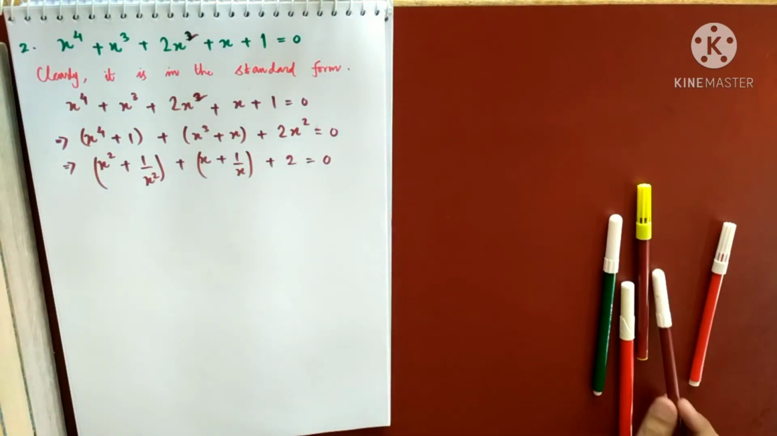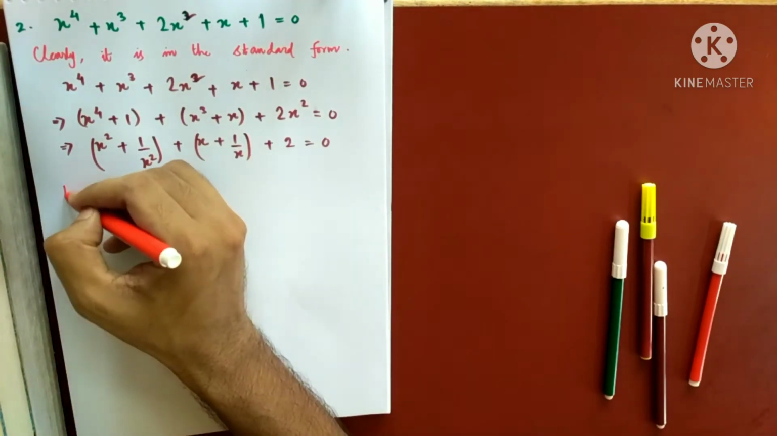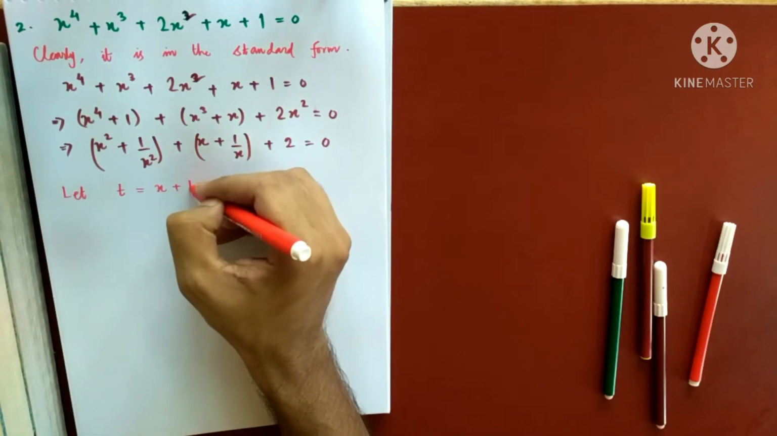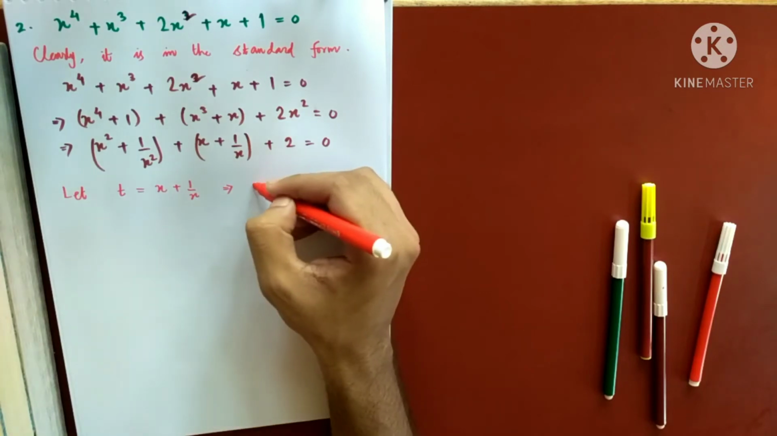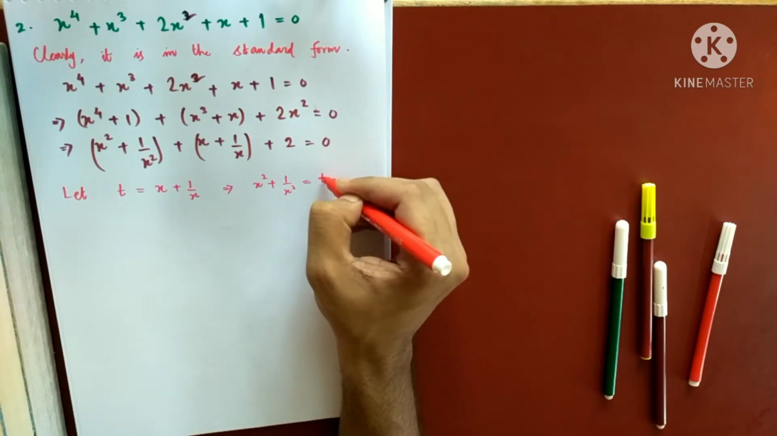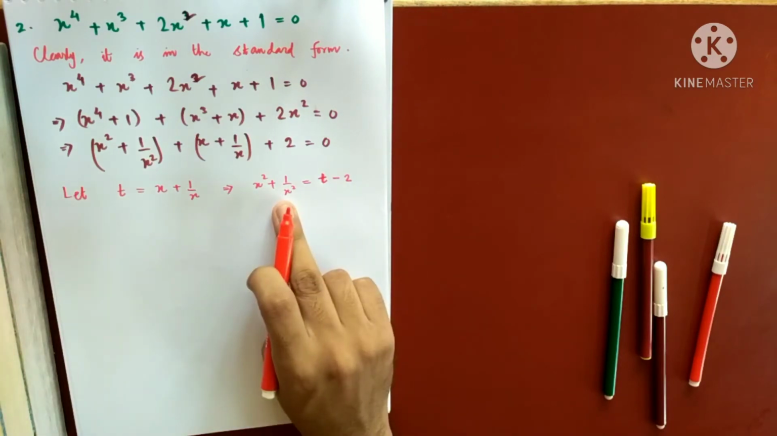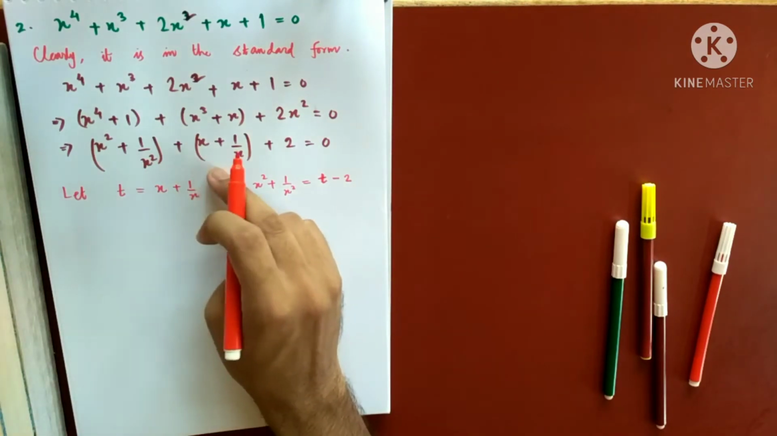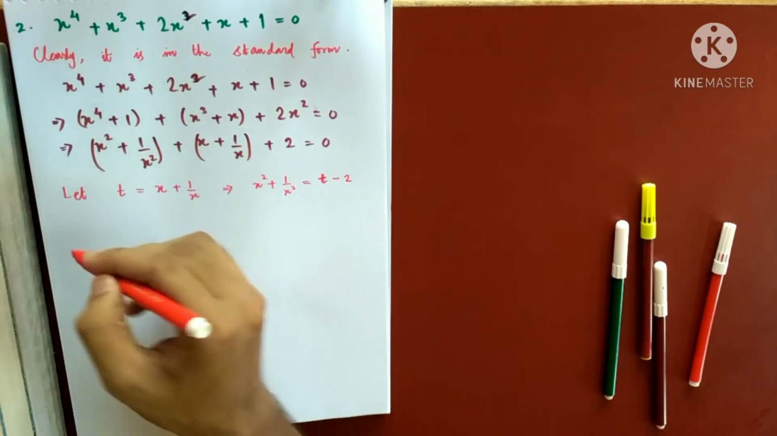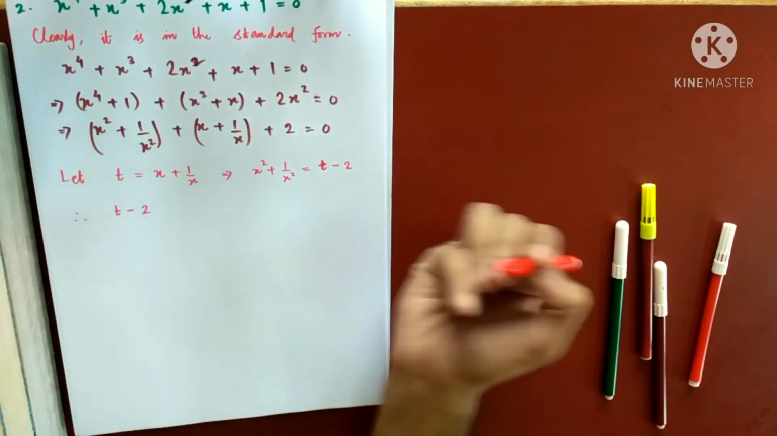So what we do is put this equal to t. Let t equal x plus 1 by x. This implies x square plus 1 by x square equals t square minus 2, because if you square this, you get x square plus 1 by x square plus 2, so that would be t square minus 2. So put here what I have.